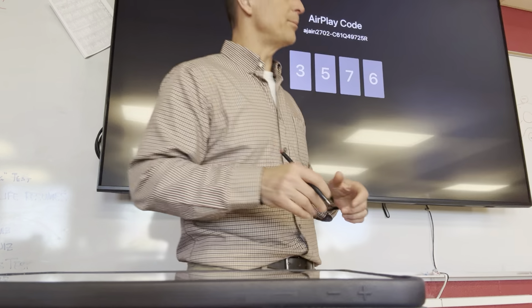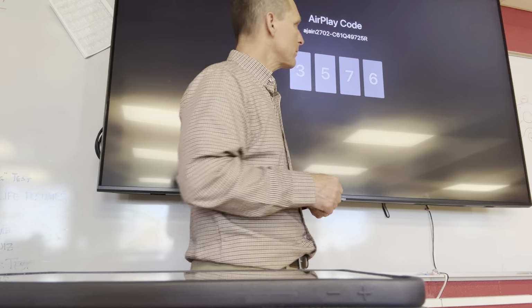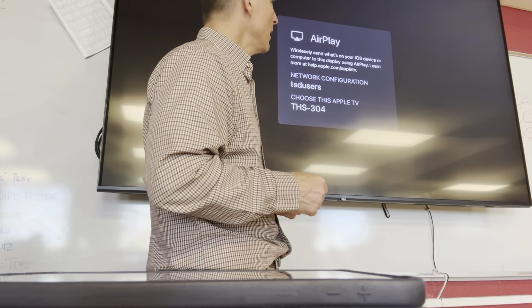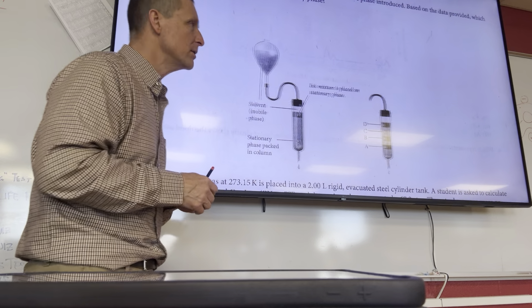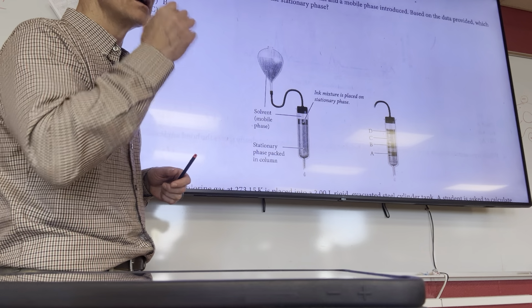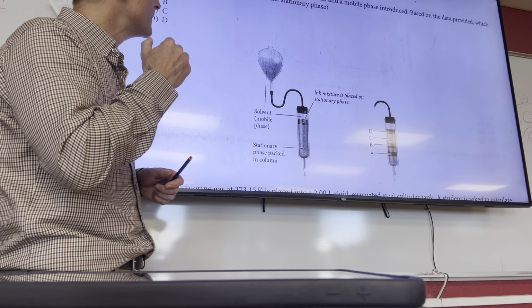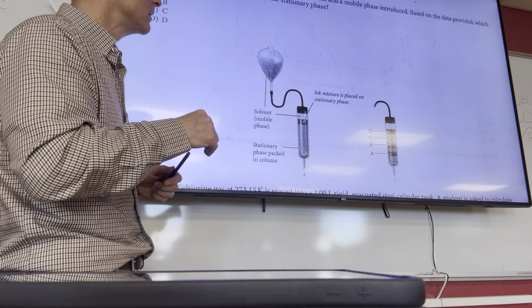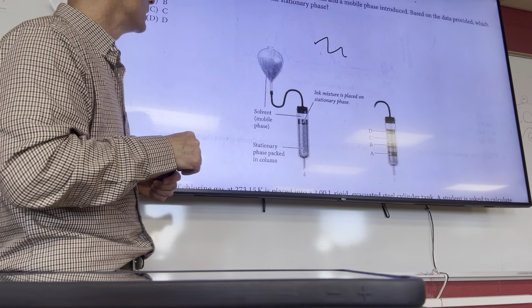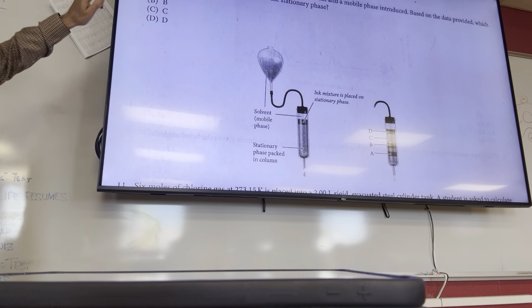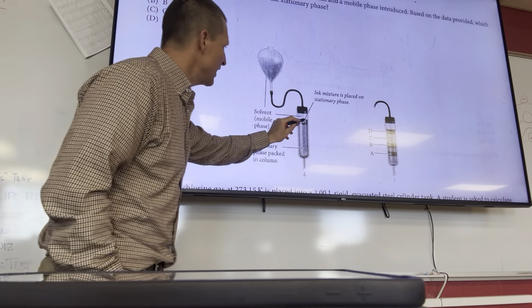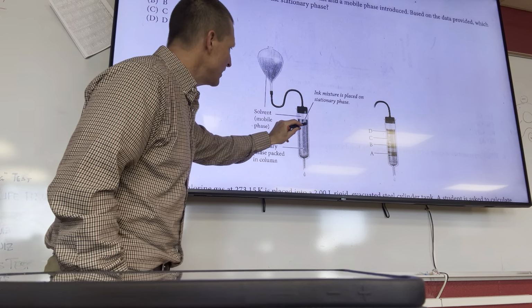The last thing I want to talk to you about is the process of chromatography. That's what this question is going to ask about if you've seen this before. Can you write on this? It's okay if you can't. So if you see the question, in the diagram below, a sample of ink, there's the ink right there, is placed into a column.